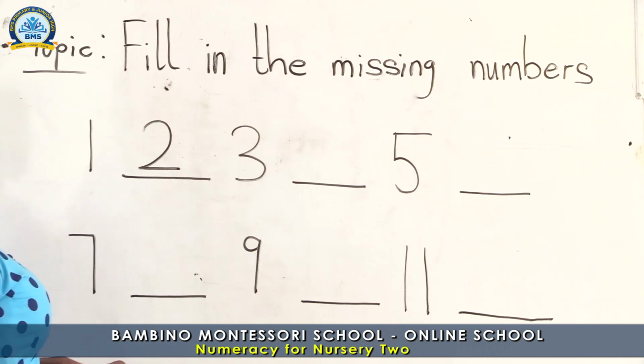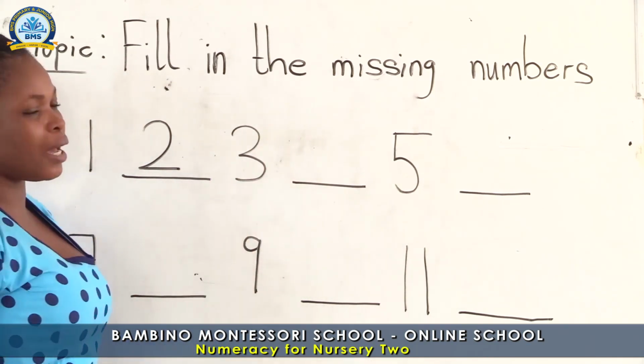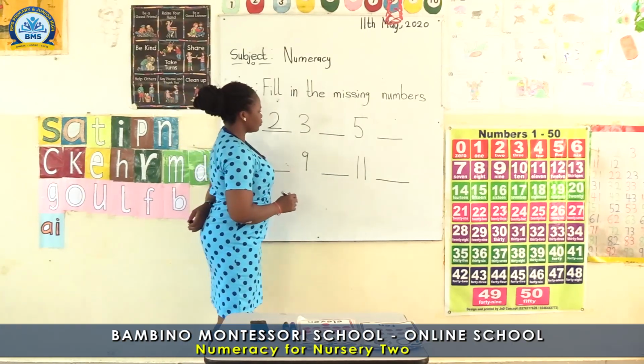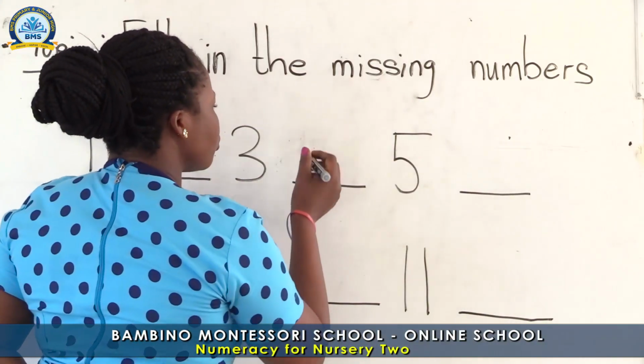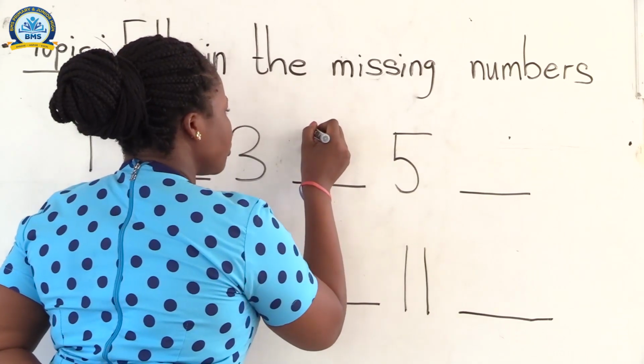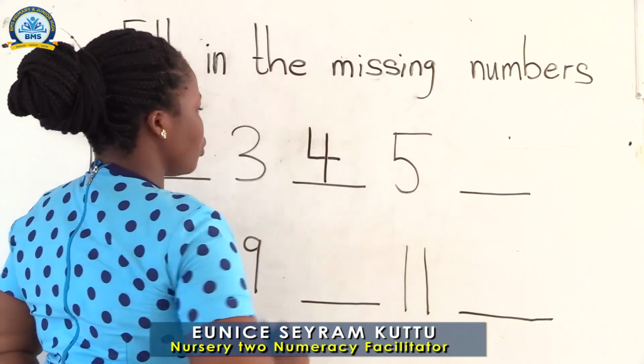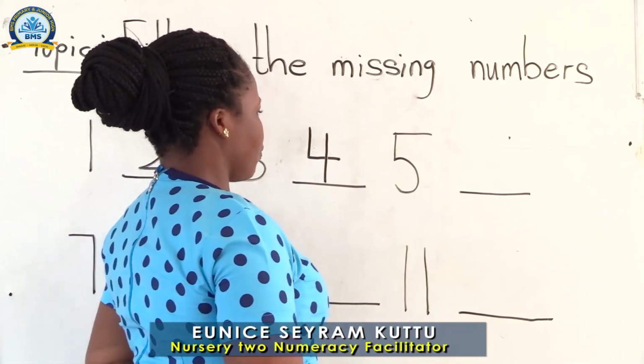Now, let's go on. From 3, we go to one number. Look through it. What number is missing? From 3, you go to 4. So 4 is what? The missing number. So let's write it. A stroke, a dash, and a stroke. Wow. Good.